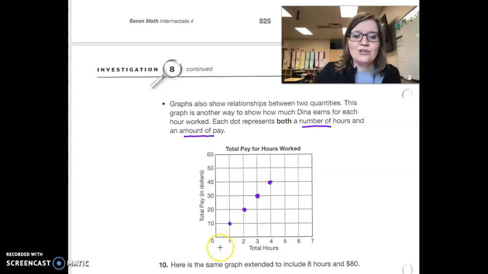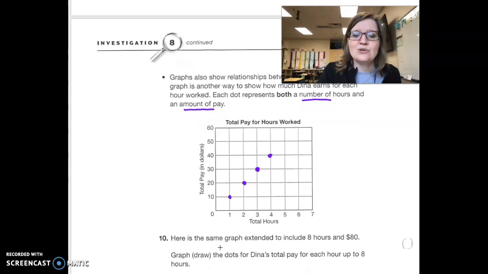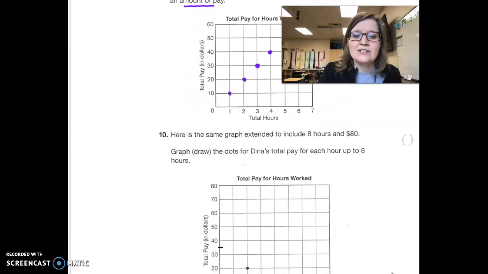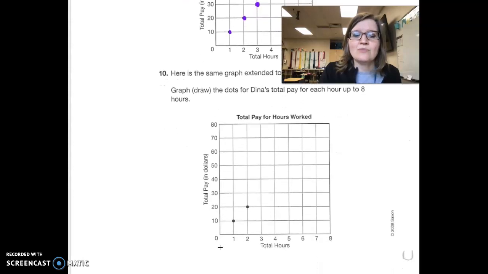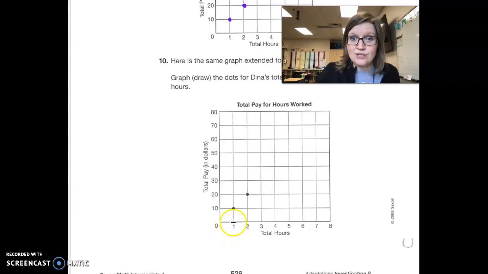They want to know, here is the same graph extended to include 8 hours and $80. Graph the dots to show Dinah's pay for each hour up to 8 hours. So, using our data, 3 hours is $30, 4 hours is $40, 5 hours is $50, 6 hours is $60, 7 hours is $70, and 8 hours is $80. And look at this, guys. If we were to graph this, we could see that we are creating a really cool line with all of these points.